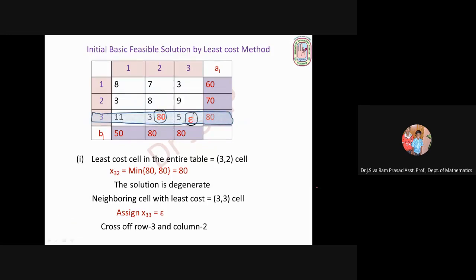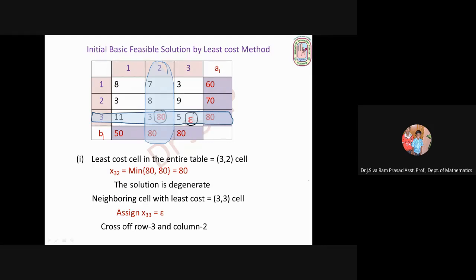Circle those two, row and column. So cross off row 3 and column 2. Okay, so this is the first step. Next, second step: repeat the same process for the reduced transportation table.